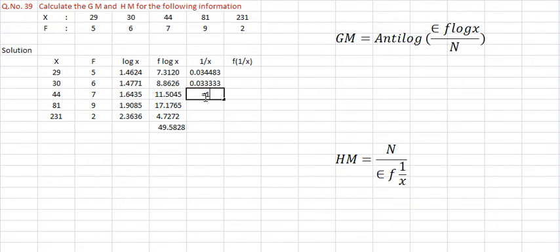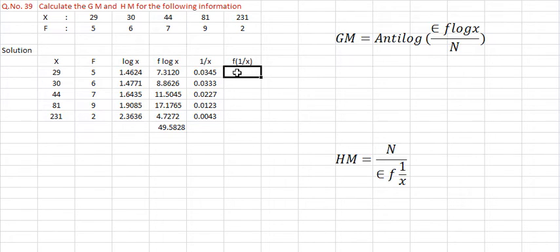Again 1 divided by how much x is here? 44. 1 divided by 44. Again same. 1 divided by how much here? X? 81, 1 by 81. 1 divided by how much here? 231. So no need of 4 places, that means more than 5. Make it only 4 places, that I did now.